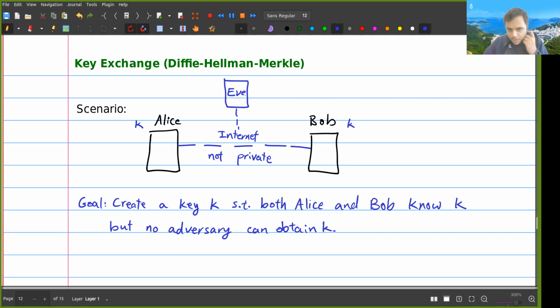It seems impossible, but it's actually doable. And the process that I'm going to explain for this is called the Diffie-Hellman Key Exchange. Actually, Diffie and Hellman insist that it should be called the Diffie-Hellman-Merkle Key Exchange. So we can call it Diffie-Hellman-Merkle.